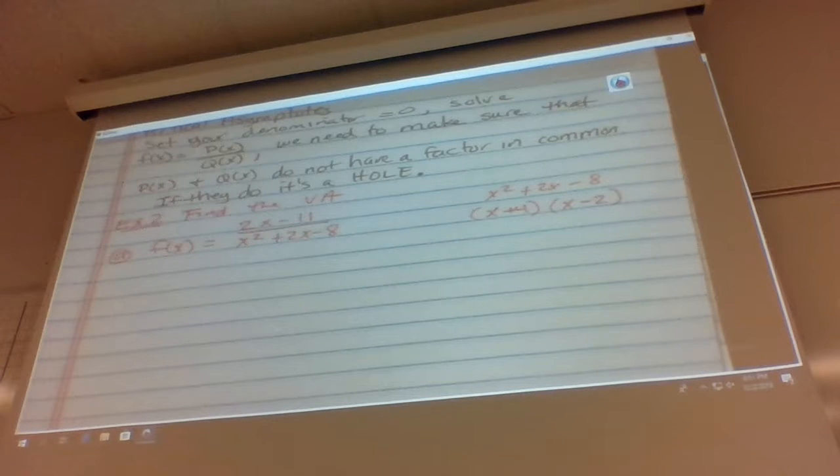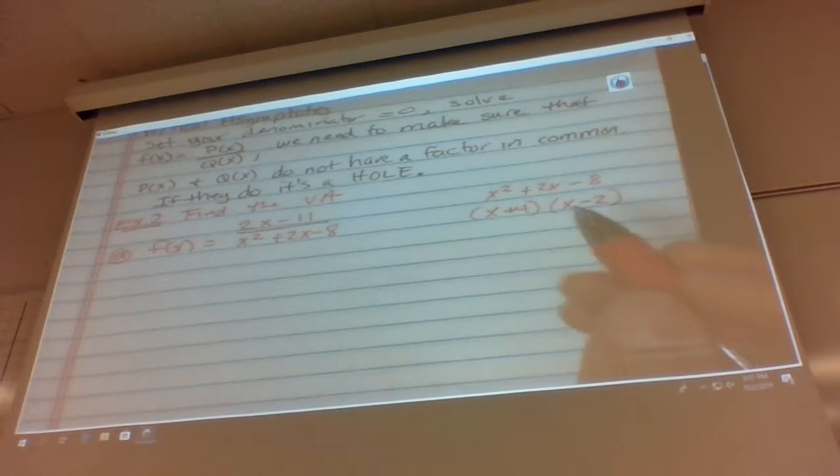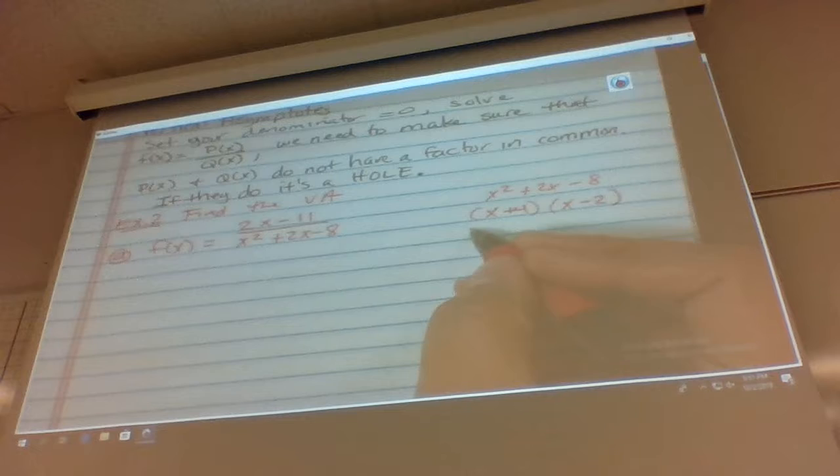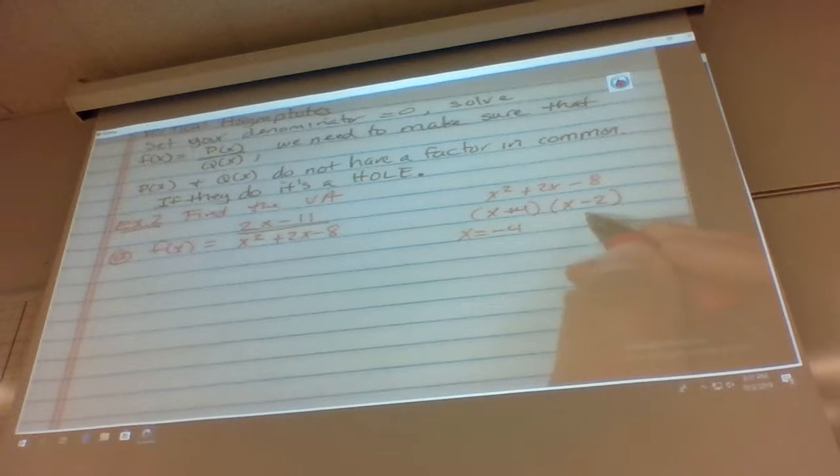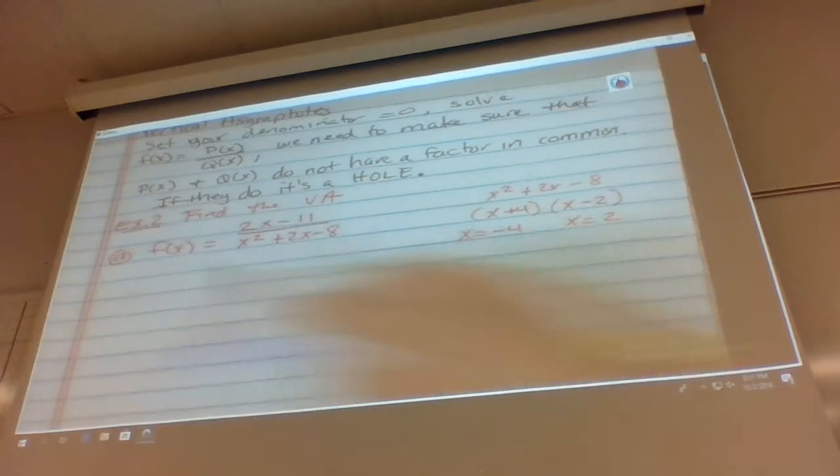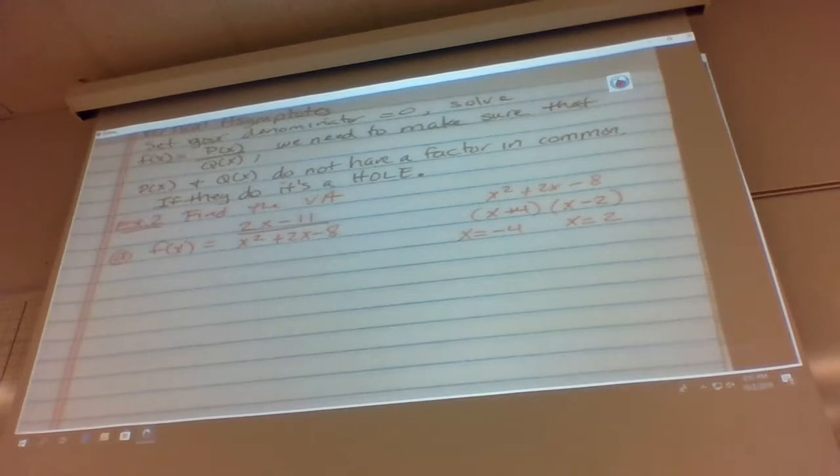So what is the 0 to this? That's the one negative in there. And what is the 0 to this? So my vertical asymptotes, because there is nothing to do in the numerator, are x equals negative 4 and x equals 2. You are done. Now, what does this vertical asymptote do to your graph?